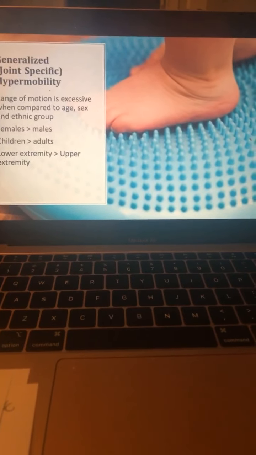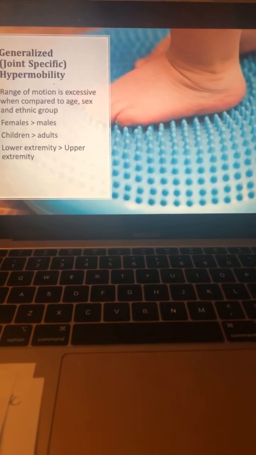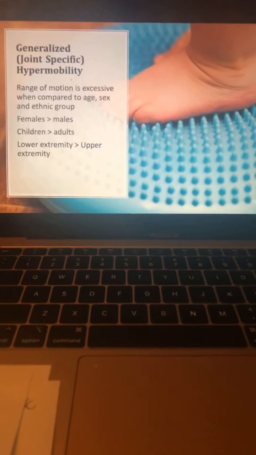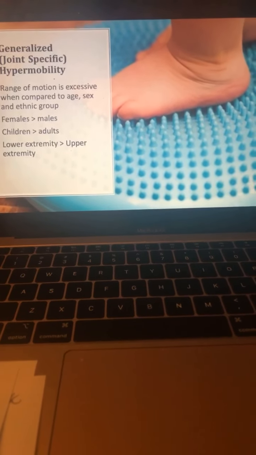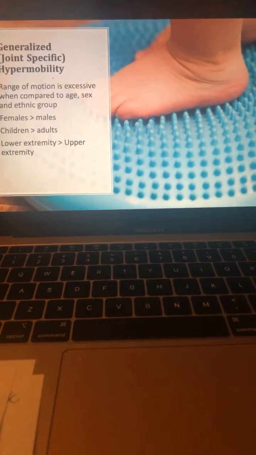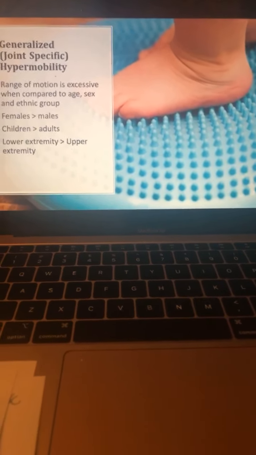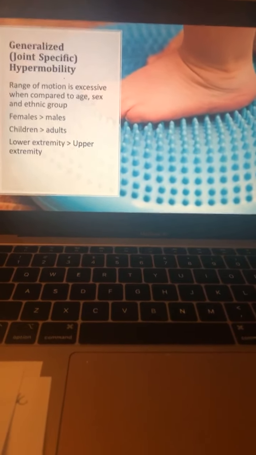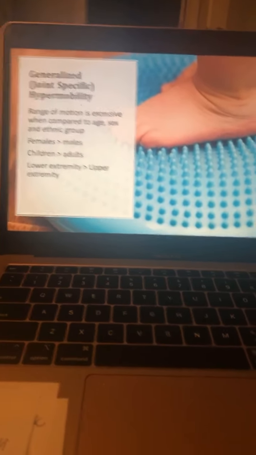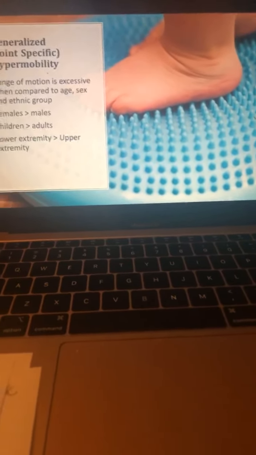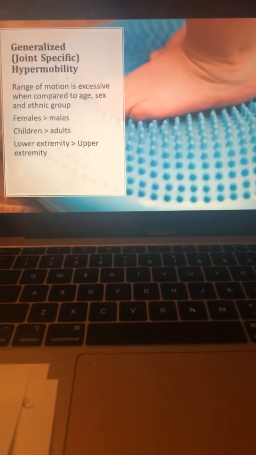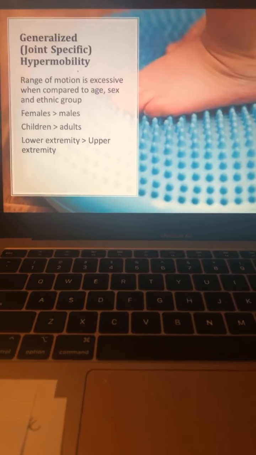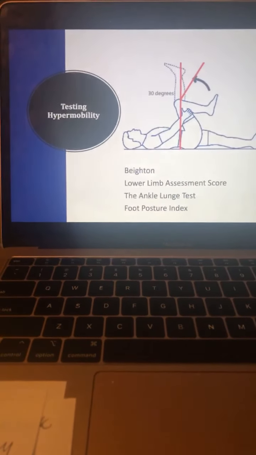Females, just in general, are more quote-unquote flexible or hypermobile, have more elasticity to their connective tissue than male counterparts. Children also have a higher elasticity and hypermobility compared to adults. And a lot of that has to do with the hydration levels within our connective tissue. And then you actually see a higher propensity towards joint hypermobility in the lower extremities versus the upper extremities. So how are we going to screen our clients and our patients?